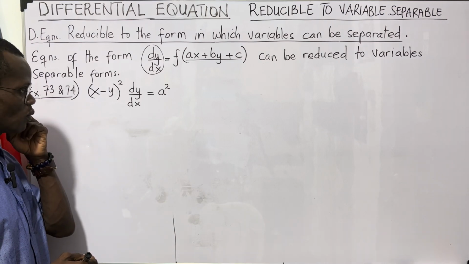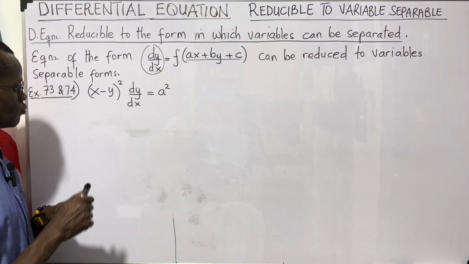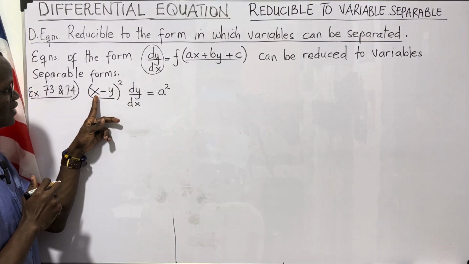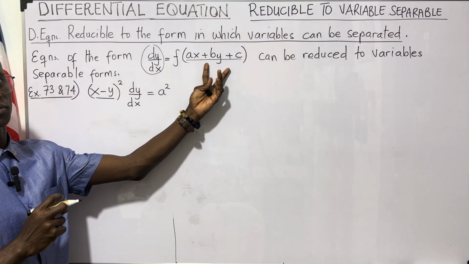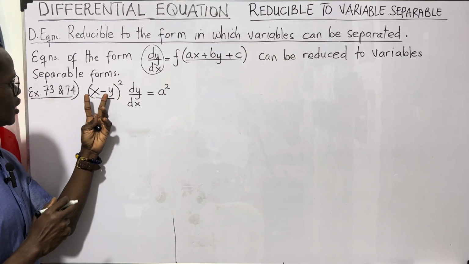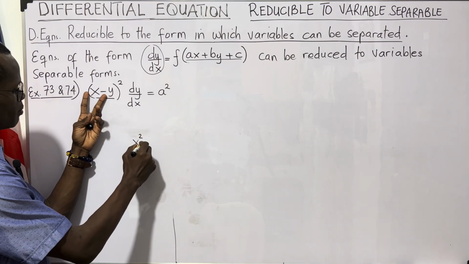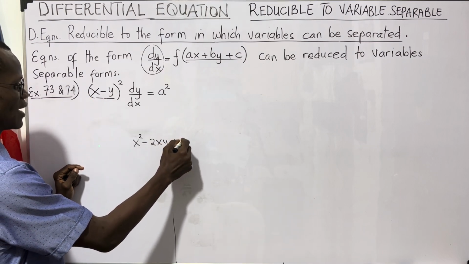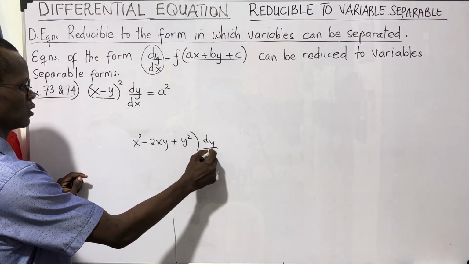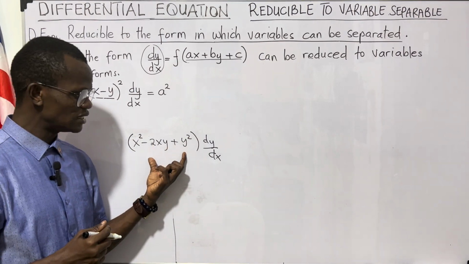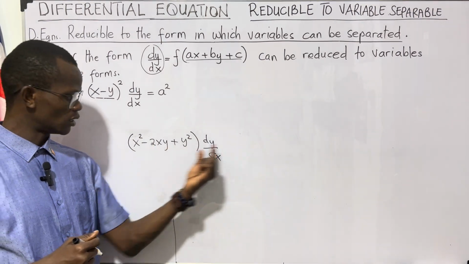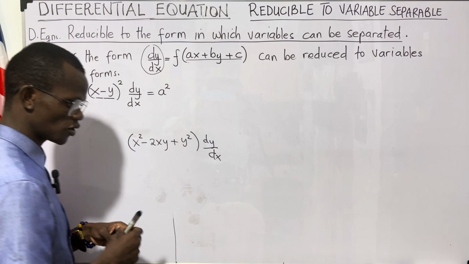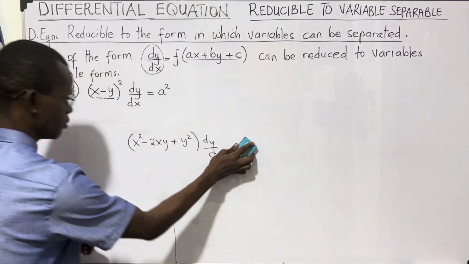Now, (x minus y) raised to the second power dy by dx. We allow x minus y to be a new variable, because if we expand this, we have x squared minus 2xy plus y squared, times dy by dx. It will be very difficult to just separate the x and y variables and integrate. So we can substitute first before separating the variables.